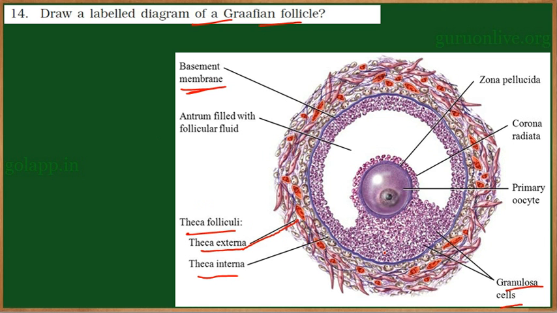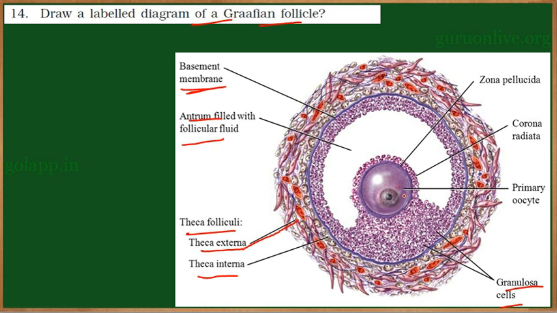They are secretory in nature. They release the fluid. Now the fluid is called antrum. So this entire space where the cells are not present is filled by the fluid. Now this fluid filled space or cavity is called antrum. And some of these granulosa cells move into this inner place and surround the primary oocyte.